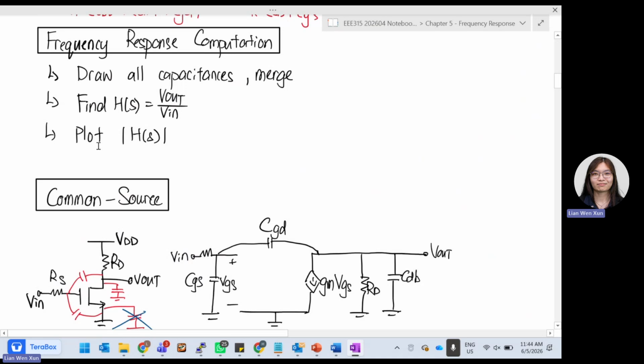Now we really need to look into how to properly find the frequency response by inspection. You can already find your frequency response, but if you would like a more proper way, you can use it for any circuit, because the last one, finding it by pole, sometimes it's very hard to find the pole. So this is another method, frequency response computation. The first thing is you need to draw out all the capacitors like this, and then you merge them. Second, you find out what is V out over V in, and then you plot the frequency response curve, which is the Bode plot.